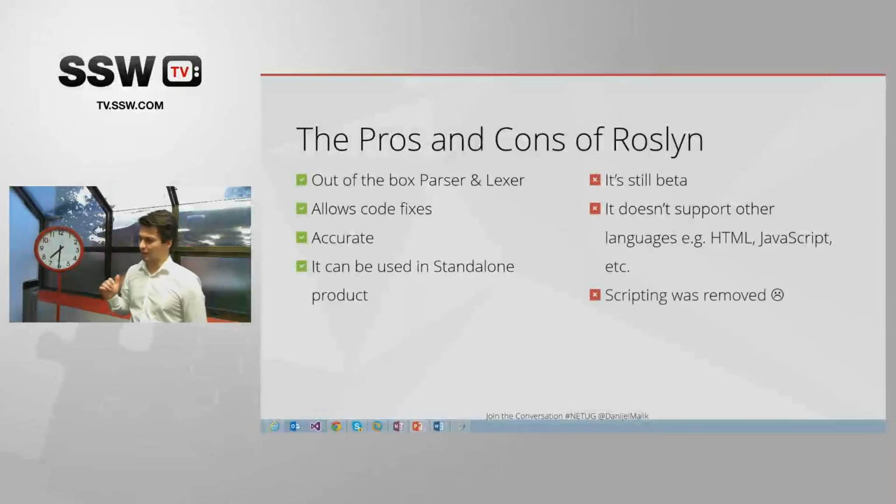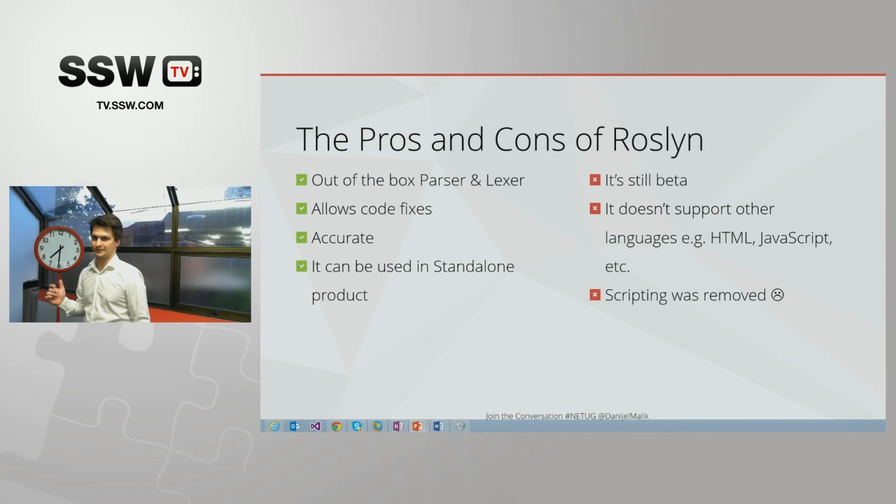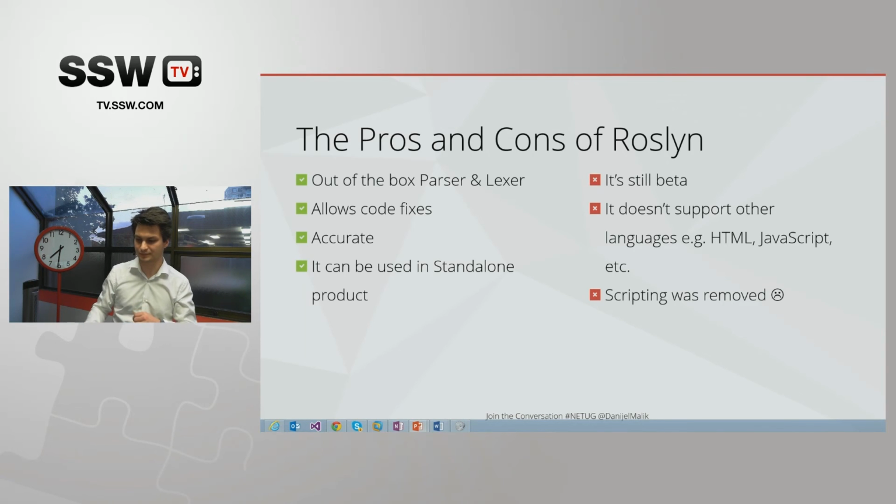Scripting was one of the great things that was in Roslyn, which allowed me to just write some small snippets like var x equals 10 and compile that and put it in my application, and that would sit there in the context. And that's gone now. I have to compile the snippets. That's why my code is so complex when I build the rules.